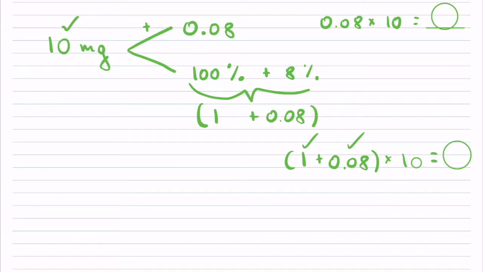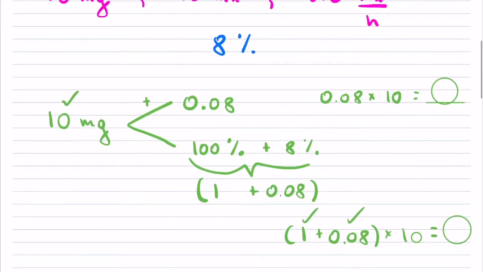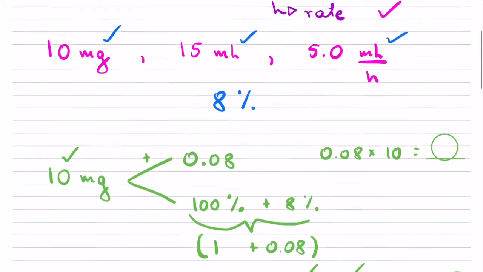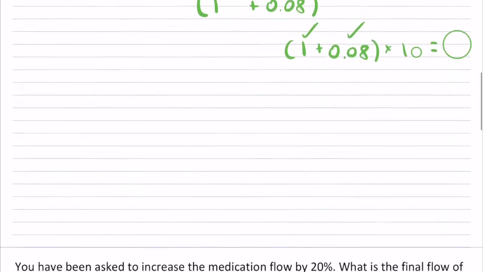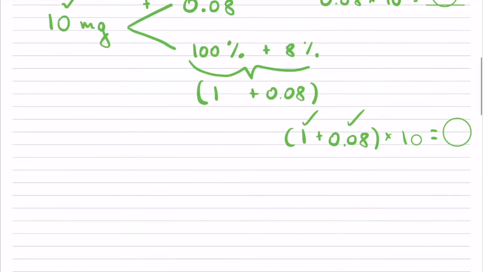So you can do that for any medications that you have, and you can always branch it off either for increasing, which is adding, or decreasing, which would be subtracting. So if I take, let's say, my rate right here, I'm going to just arbitrarily take my rate. So this would be, let's say, 5 milliliters per hour.